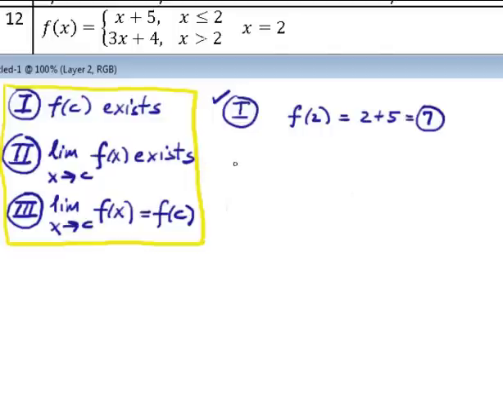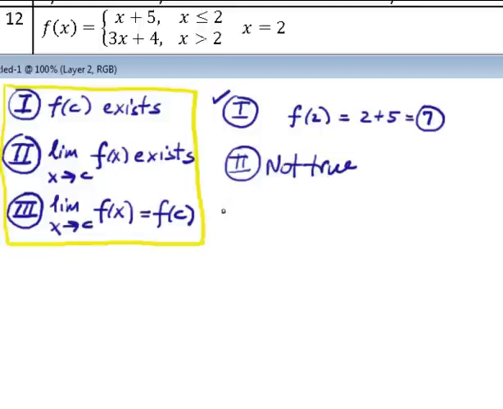All right, how about 2? Well, 2 we'll see is not true. In other words, this limit doesn't exist. A quick way of checking is just substituting in 2 here and here. Here we get 7, and here we get 3 times 2 is 6, 6 plus 4 is 10. Since these are not equal at 2, then the limit can't exist. But we have to really go through the entire explanation.